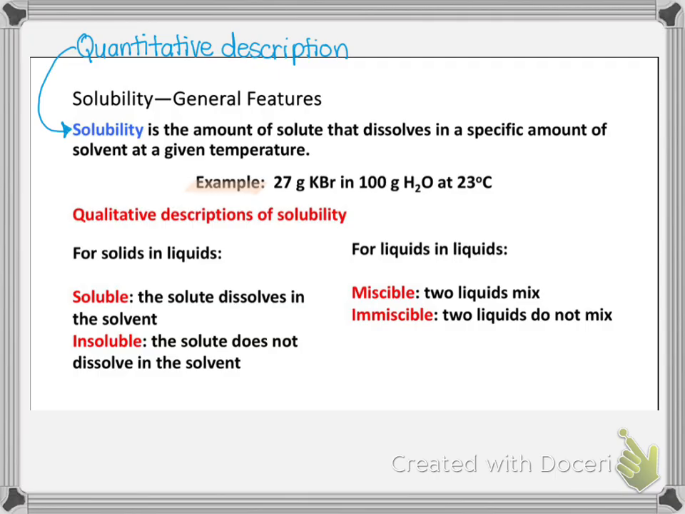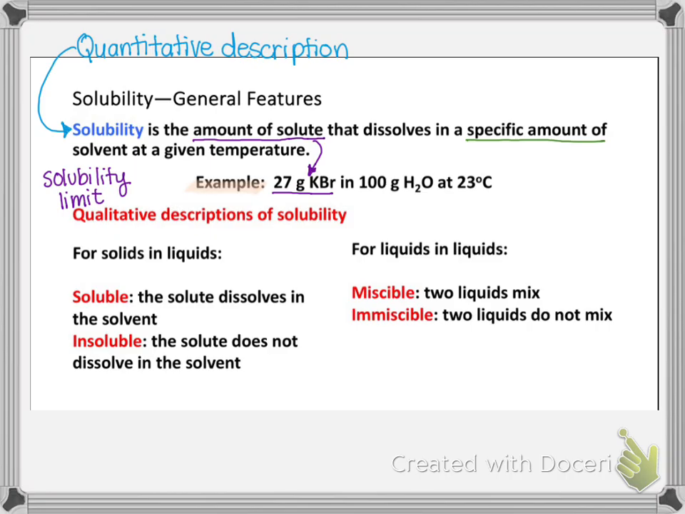So it says the amount of the solute. So solute is what we're dissolving. In this case, it's a solid into water, which is a liquid. So the amount of the solute is here. And this is really the maximum. Sometimes this is called the solubility limit, right? Because it's the maximum that will dissolve. So 27 grams of KBr, potassium bromide, will dissolve, and it says dissolves in a specific amount of solvent.